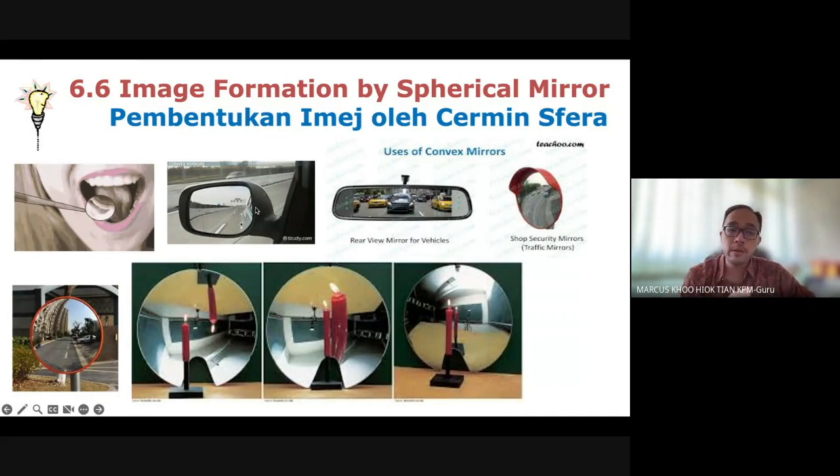But for a mirror, the idea of a mirror is to reflect the light back. So cahaya mesti berbalik kepada kita, in a mirror. But in a lens, the light must go through the lens. Of course, there are all these rules that we have to follow.